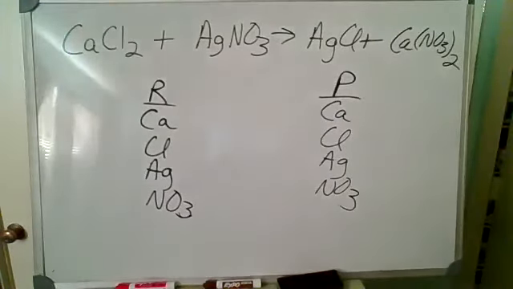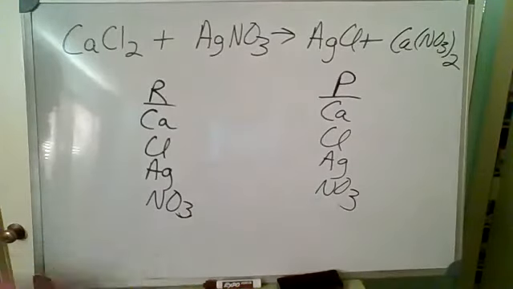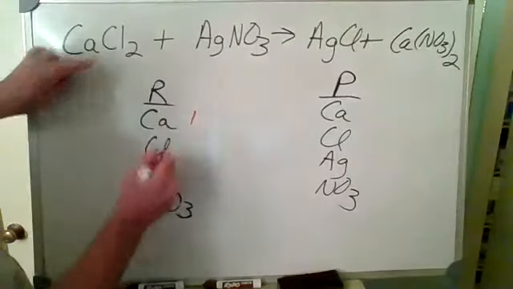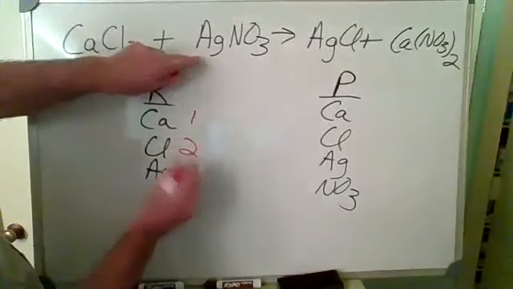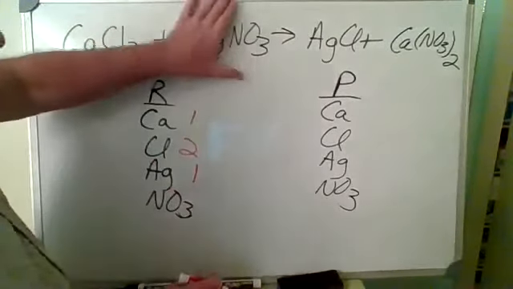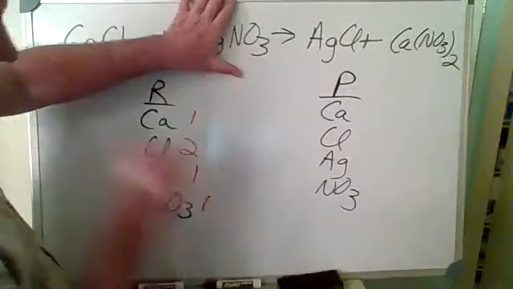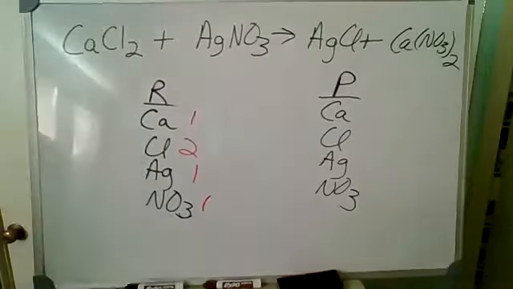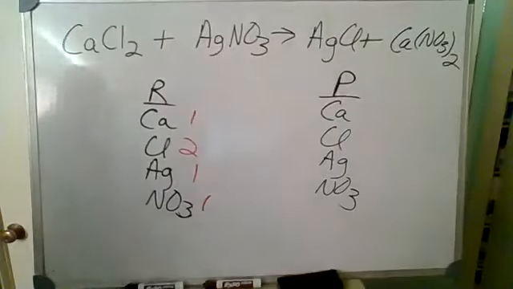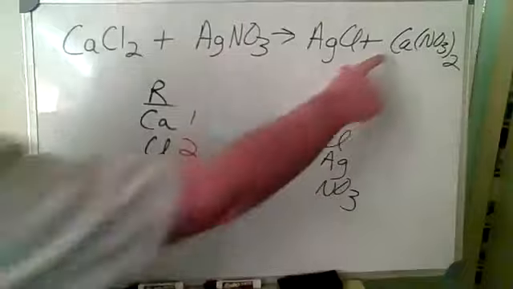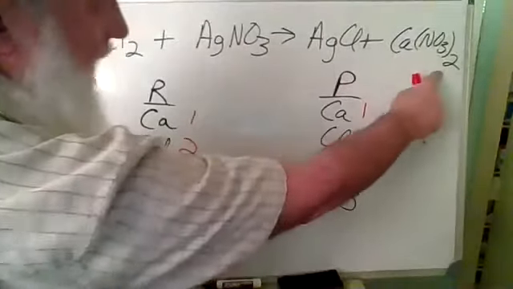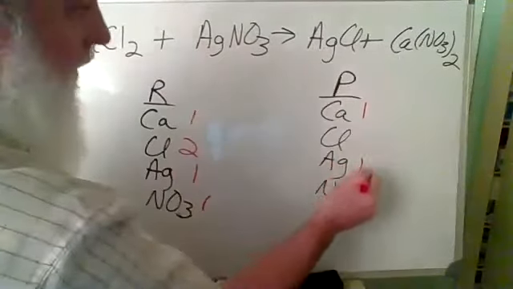Okay. Everybody have that? Anybody still writing? So here I have 1 calcium, 2 chlorides, 1 silver. Now I cover up. I see 1 NO3. There's just 1 nitrate. Now here I have 1 calcium. We're going to come back to this nitrate here. Here I see 1 silver and 1 chlorine.